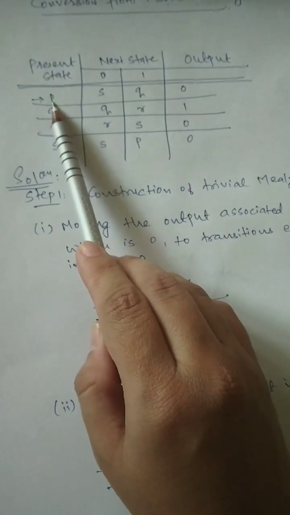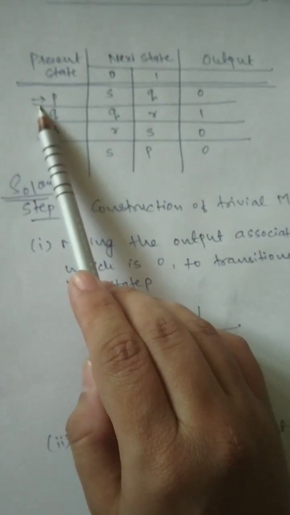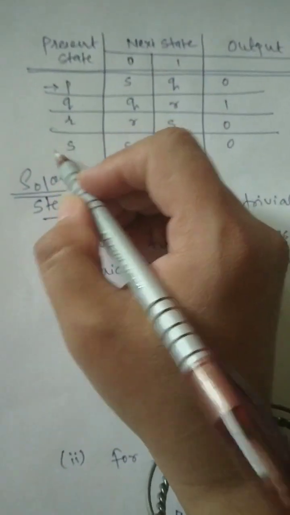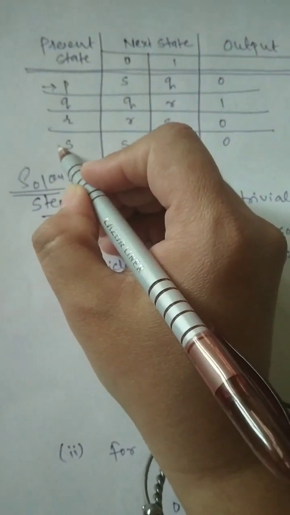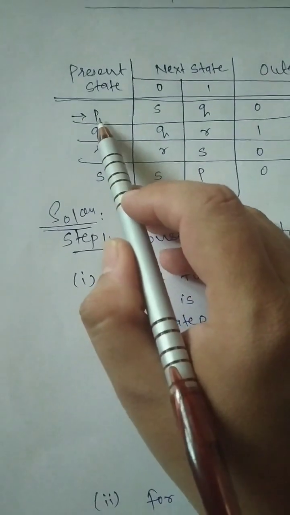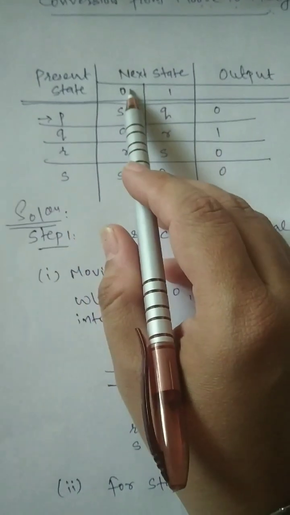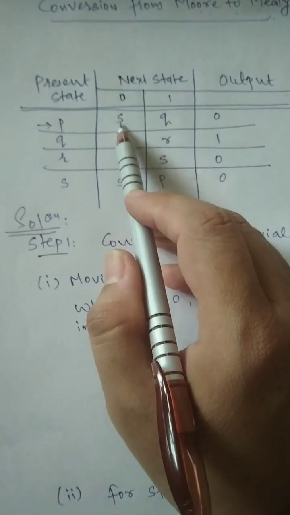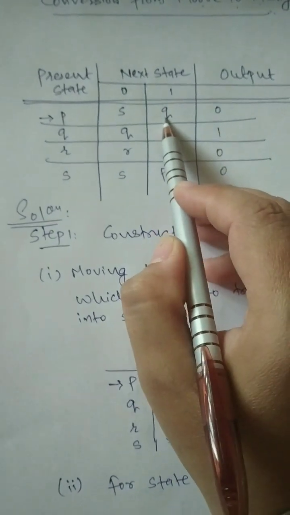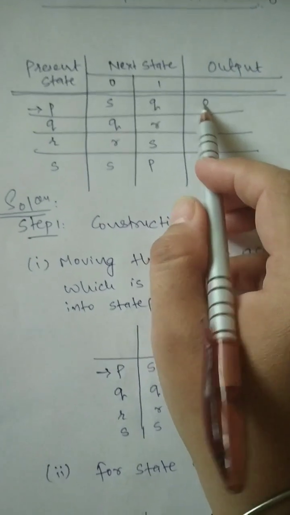Just take an example. P, here an arrow is indicated. What is the arrow indication? It will always be the starting state. If there is a star, wherever it is indicated, that is the ending of the string, that is the final state. So here P is the starting state. From P, this table indicates that if the next input symbol is 0, you will go to state S, and with 1 the reachability is Q.